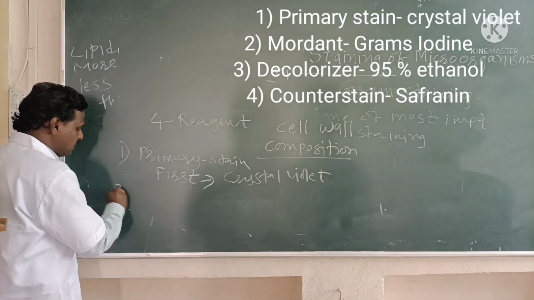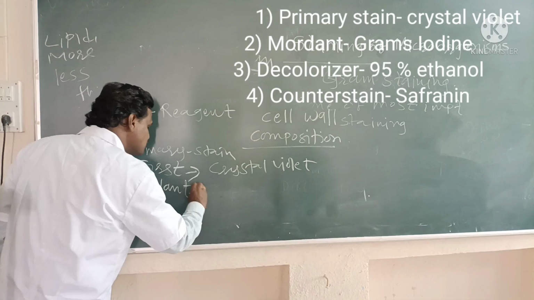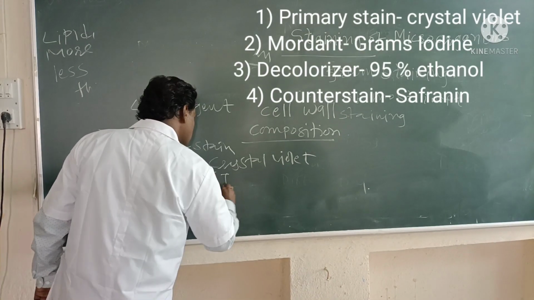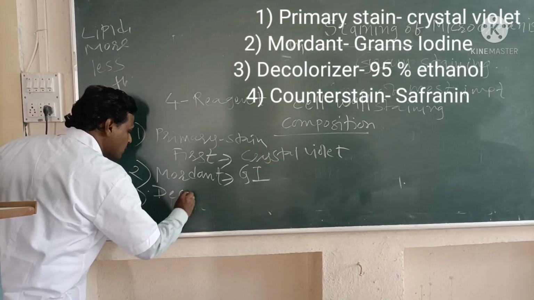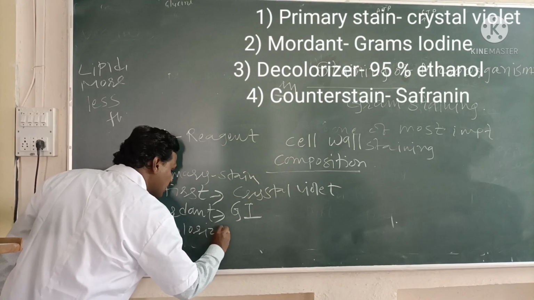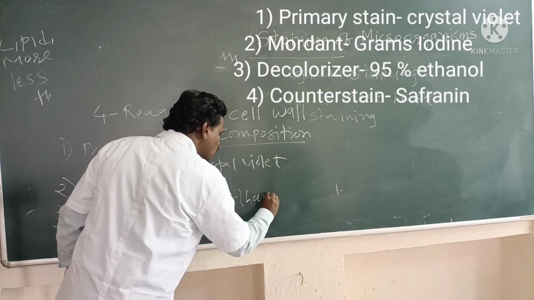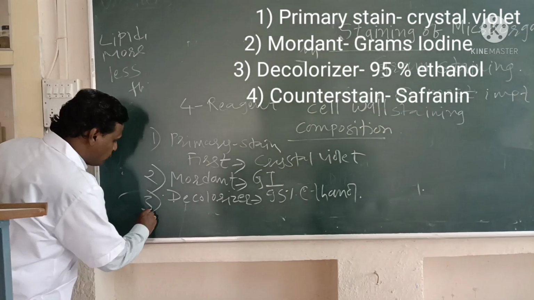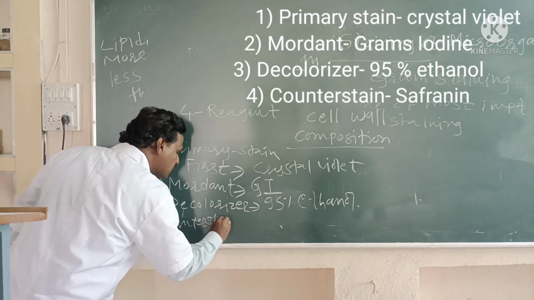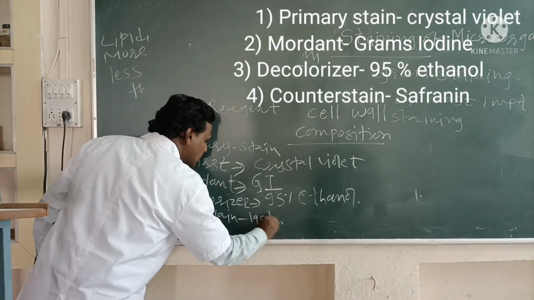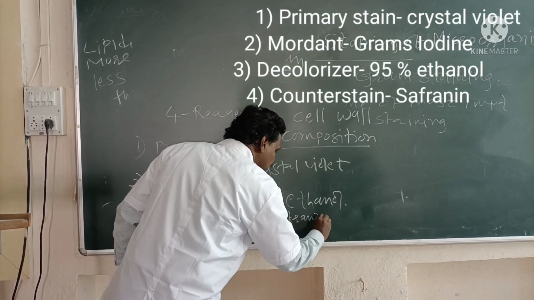Then the second staining reagent is the mordant, that is gram's iodine. Then the decolorizer, that is 95% ethanol, which is used as a decolorizing agent. And the fourth one is the counter stain, the last stain used in this staining technique, that is safranin or basic fuchsin.